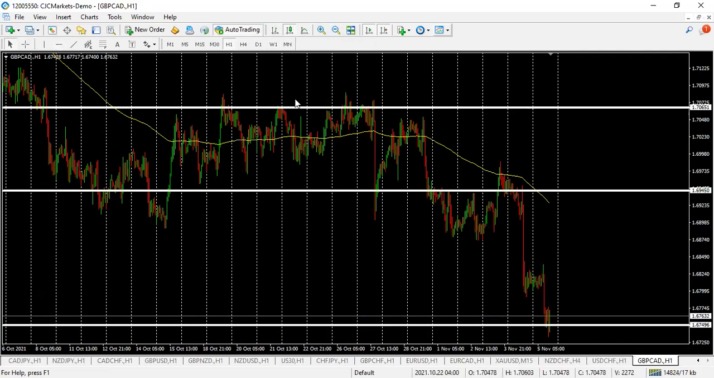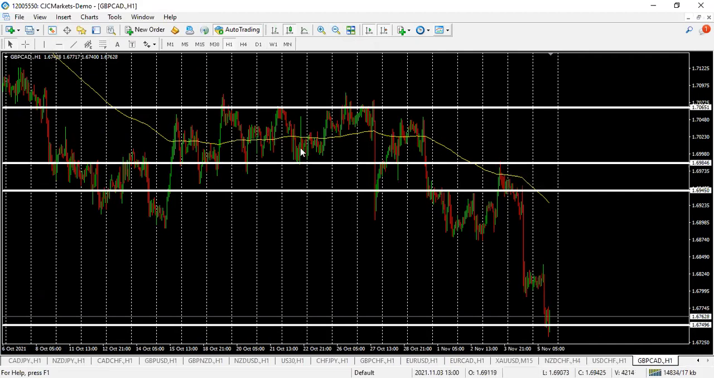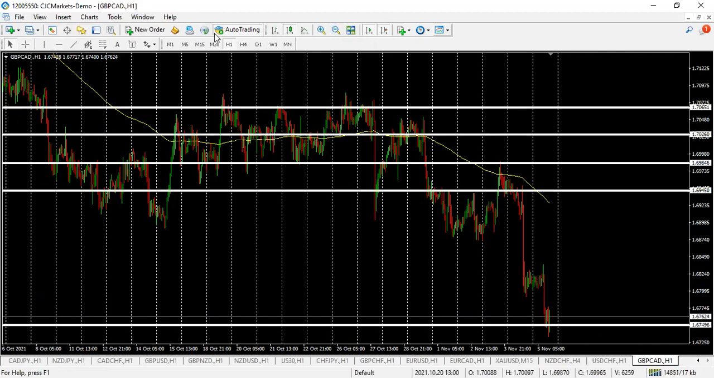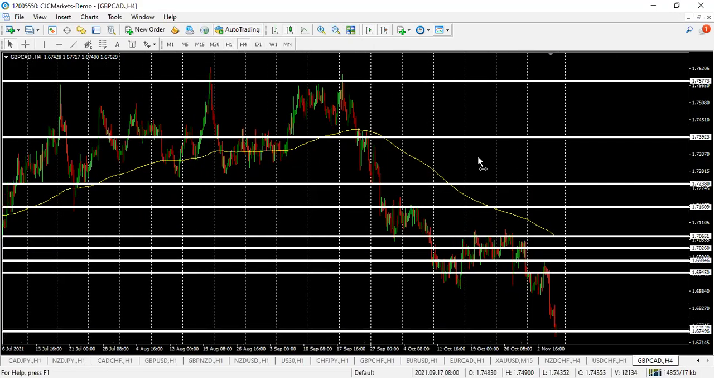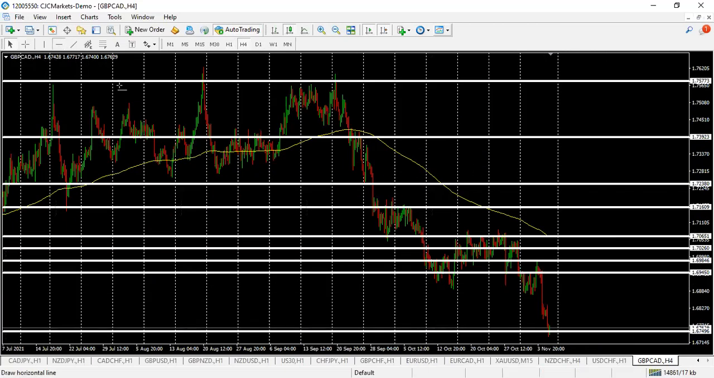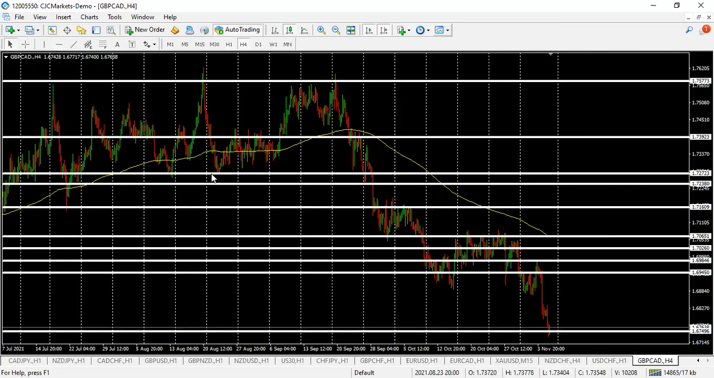See, another point is here. See, another point is here. You can see we just drew this. Look at it here. So on every time frame you find yourself, you'll be able to draw. If you go to 4 hours, you'll be able to draw different support and resistance. Every point of reversal is support and resistance.